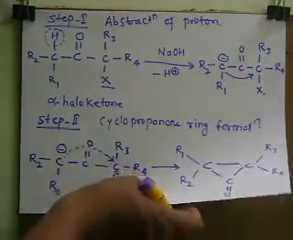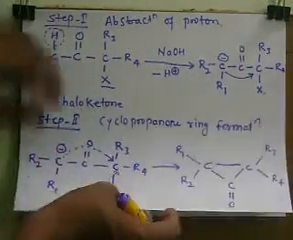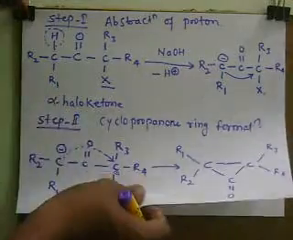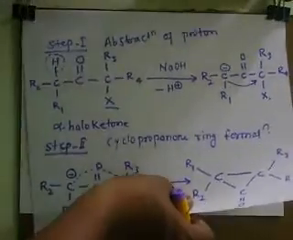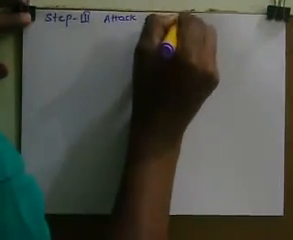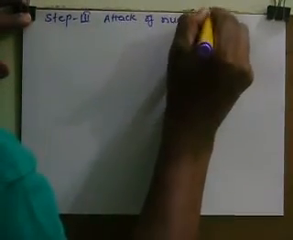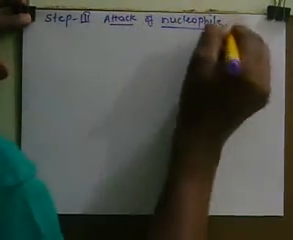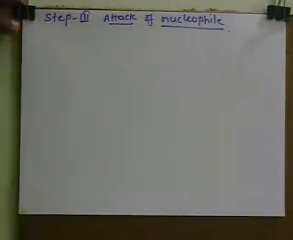Now step 3 will be, as we are talking about a base catalyzed rearrangement, the attack of a nucleophile. Now in this case, the nucleophile will be anything. It can be a base, it can be alkoxide, it can be hydroxide, anything.